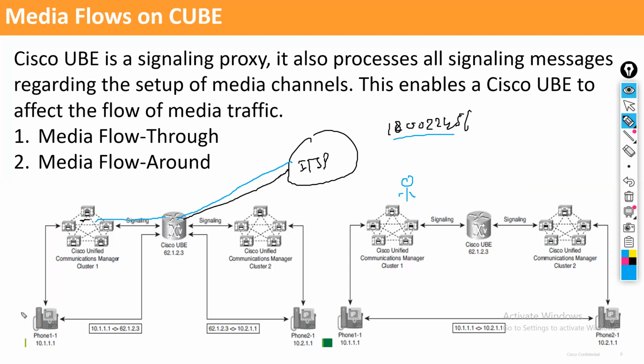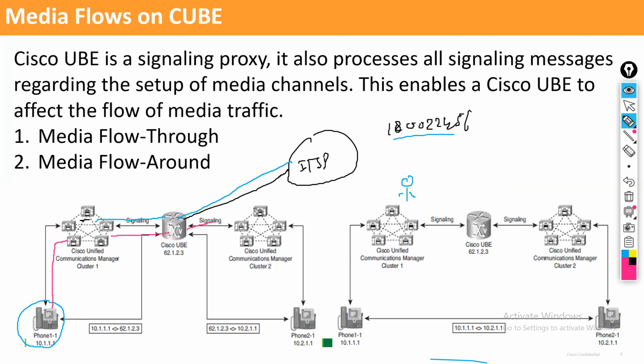What if I am dialing the same number from my internal phone? I'm dialing 1-800-22456. From where am I dialing? Internal, not from the external. External dialing is working fine, no problem. If I'm dialing from the internal, what happens? Again, the call goes to the CUCM. It goes to the gateway.